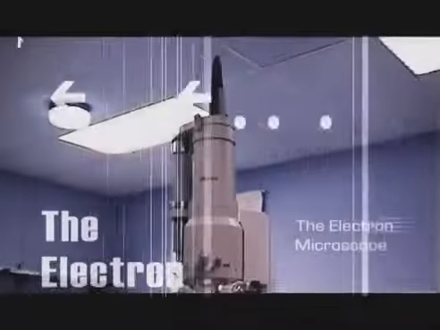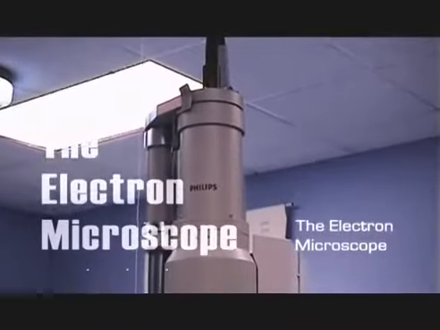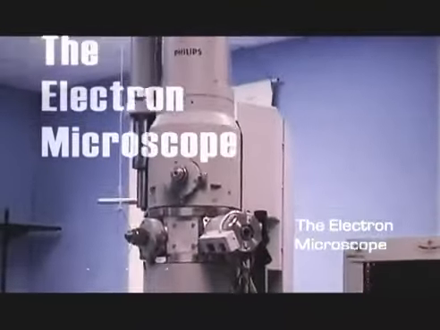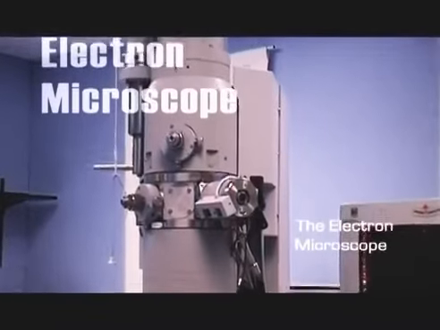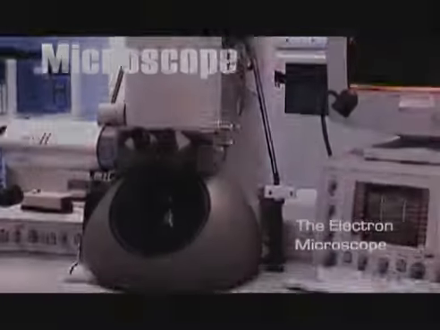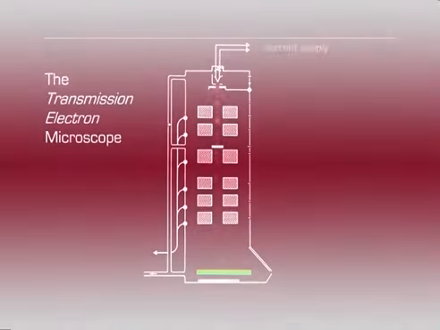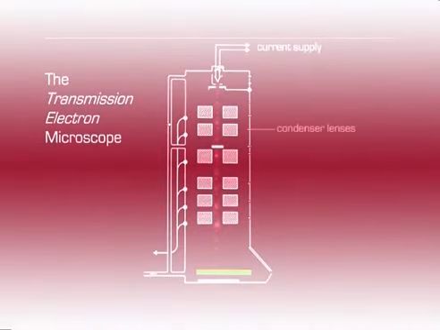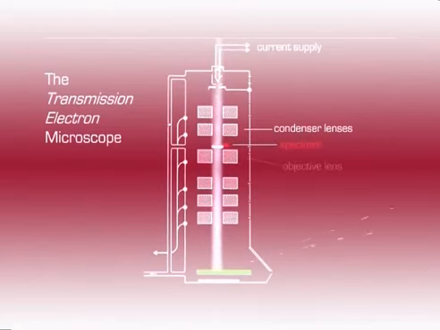The transmission electron microscope is capable of much greater magnification, up to 1 million times, and has a resolving power of about 200 times greater than the light microscope. This is achieved by using a high velocity beam of electrons instead of light to produce an image.